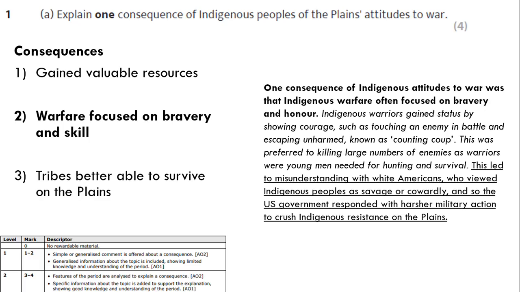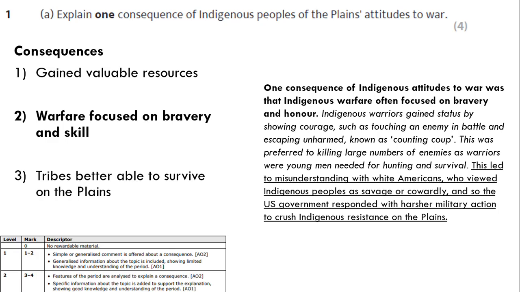One consequence of Indigenous attitudes to war was that Indigenous warfare often focused on bravery and honour. Indigenous warriors gained status by showing courage, such as touching an enemy in battle and escaping unharmed, known as counting coup. This was preferred to killing large numbers of enemies, as warriors were young men needed for hunting and survival. This led to misunderstanding with white Americans who viewed Indigenous peoples as savage or cowardly.